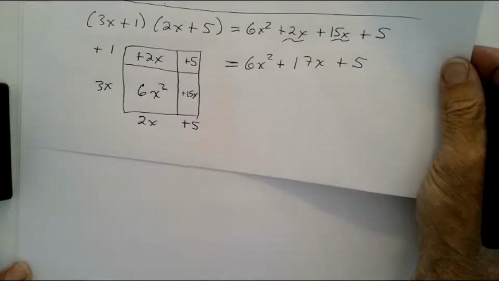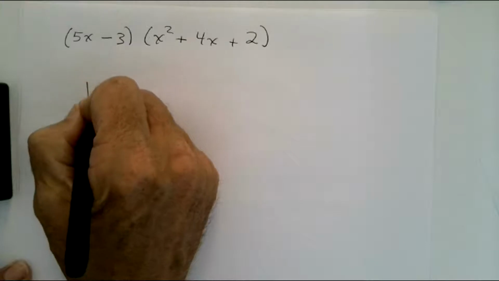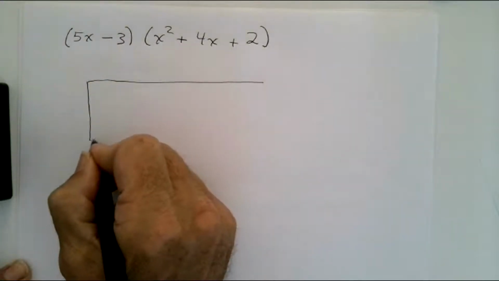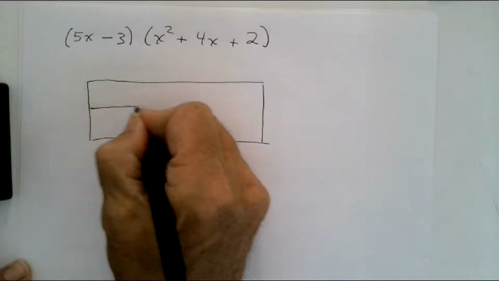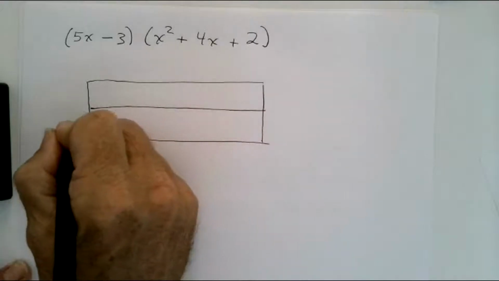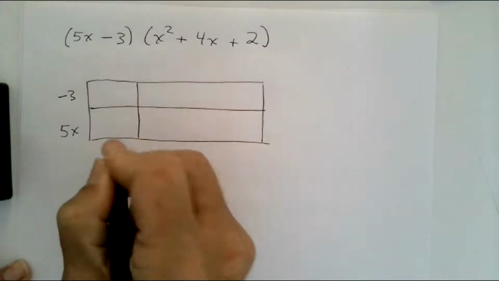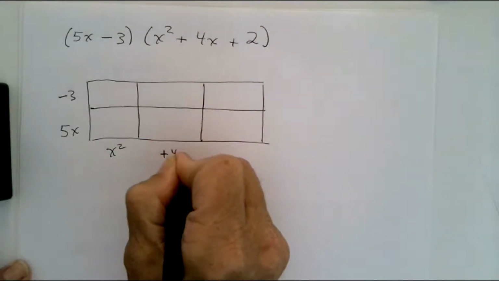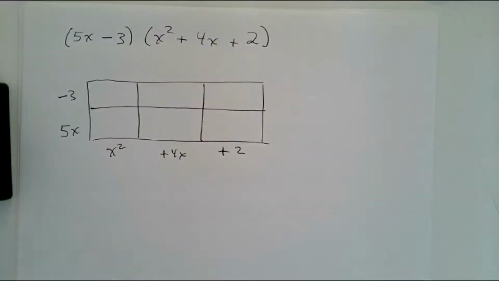The previous model was to construct a set of boxes that represent area. 5x minus 3, or 5x plus negative 3, and then x squared plus 4x plus 2. I'll put 5x and 5x plus negative 3 here. Then we have x squared plus 4x plus 2. Area is length times width.